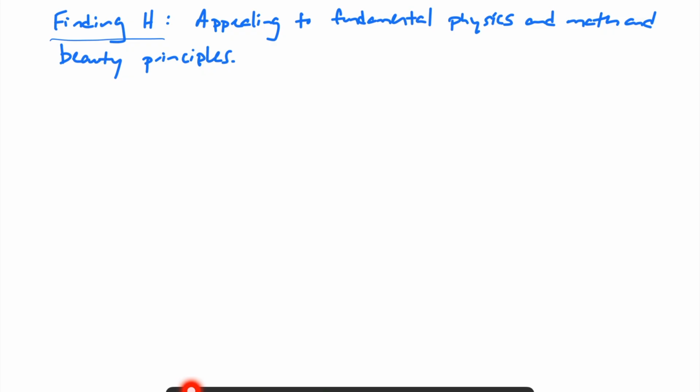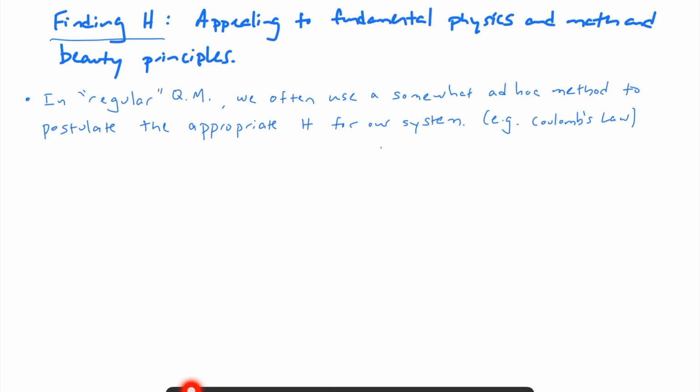When you do regular quantum mechanics, sometimes we just kind of ad hoc pick what H should be, or we use something inspired maybe by classical laws such as Coulomb's law. For example, when people solve the hydrogen atom in quantum mechanics, you may just kind of jump to things that you already know, adjust it a little bit, depending on if you need to, based on some principle or sometimes even an experiment.